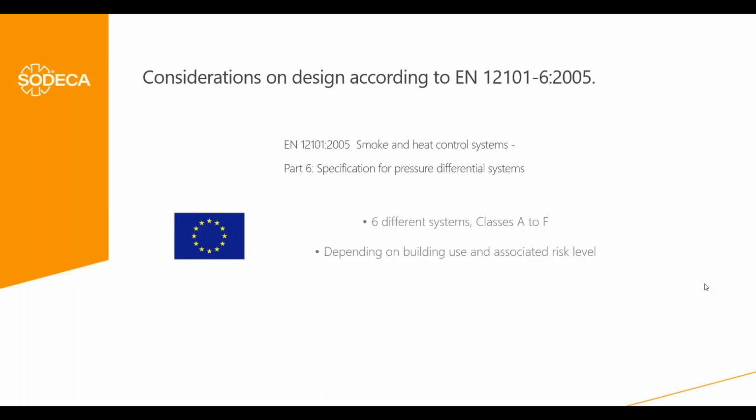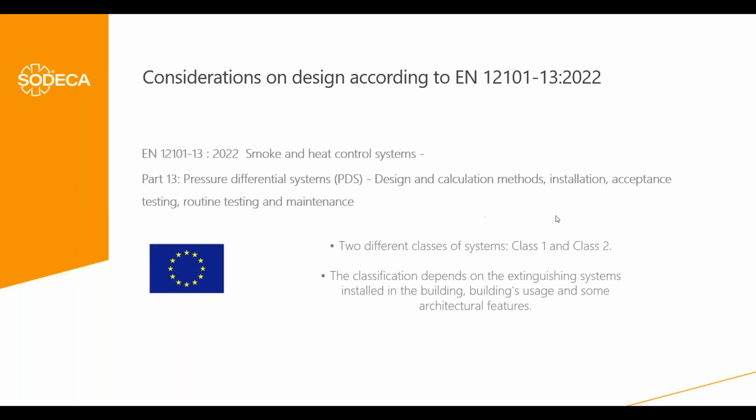Okay, once we have seen how the system performs, we will talk about the standards. We had in the past EN 12101 Part 6. Remember, EN 12101 is the family of standards for smoke control, and Part 6 is the specification for pressure differential systems. And we had in that case six different classes from A to F, depending on the building use and associated risk level. Okay, I will not focus on that because this is part of the history.